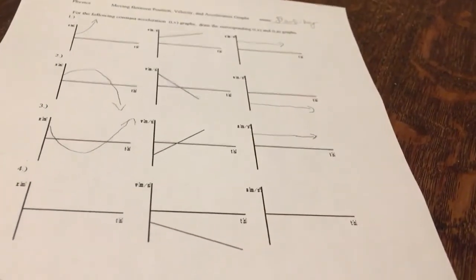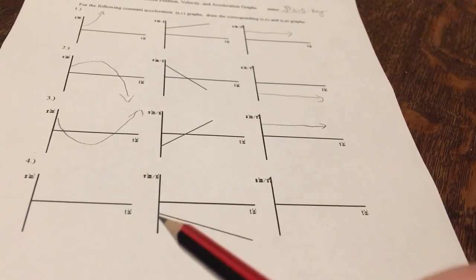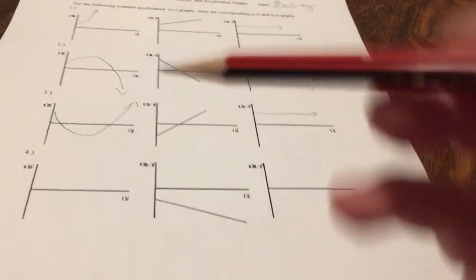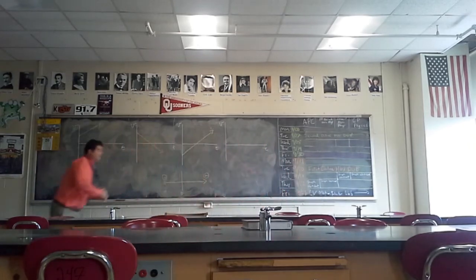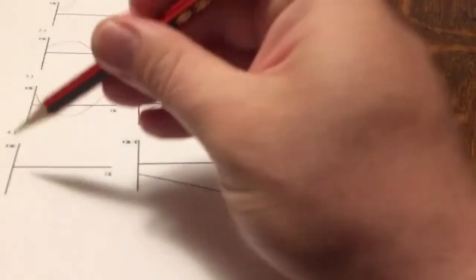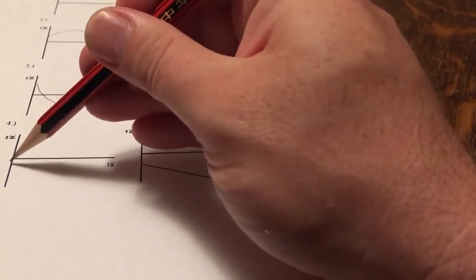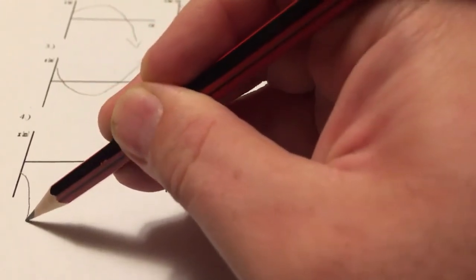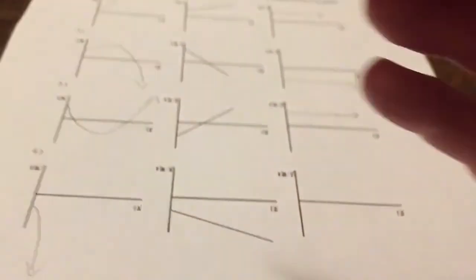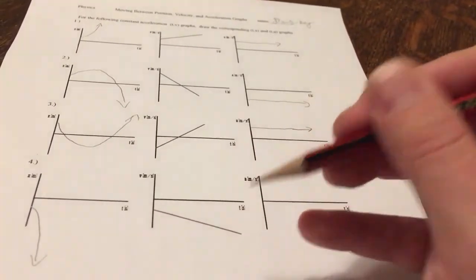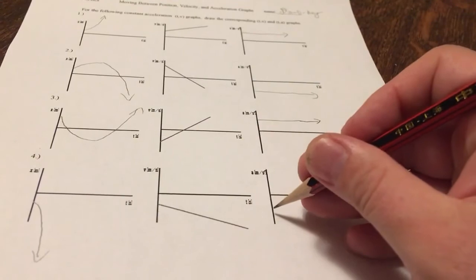All right, for completeness, let's do number 4. We start off with a negative velocity, and it just gets more negative. I don't know if I can do that without hurting myself. So that means we have a negative initial velocity, and it just gets steeper and steeper and steeper. This is a constant negative slope, so it's a constant negative acceleration.